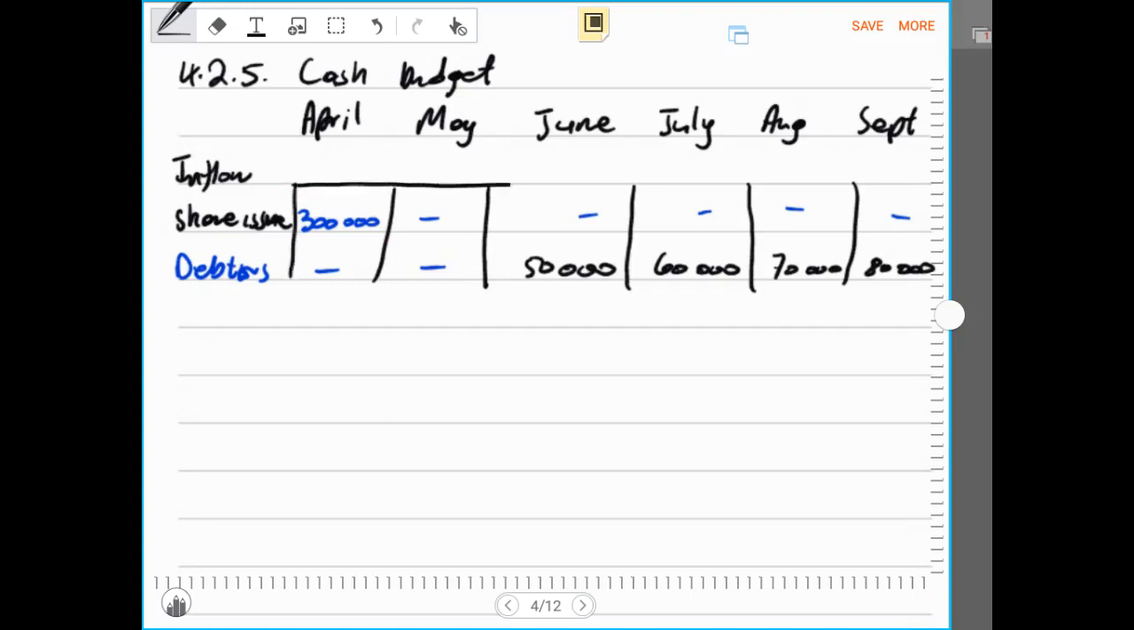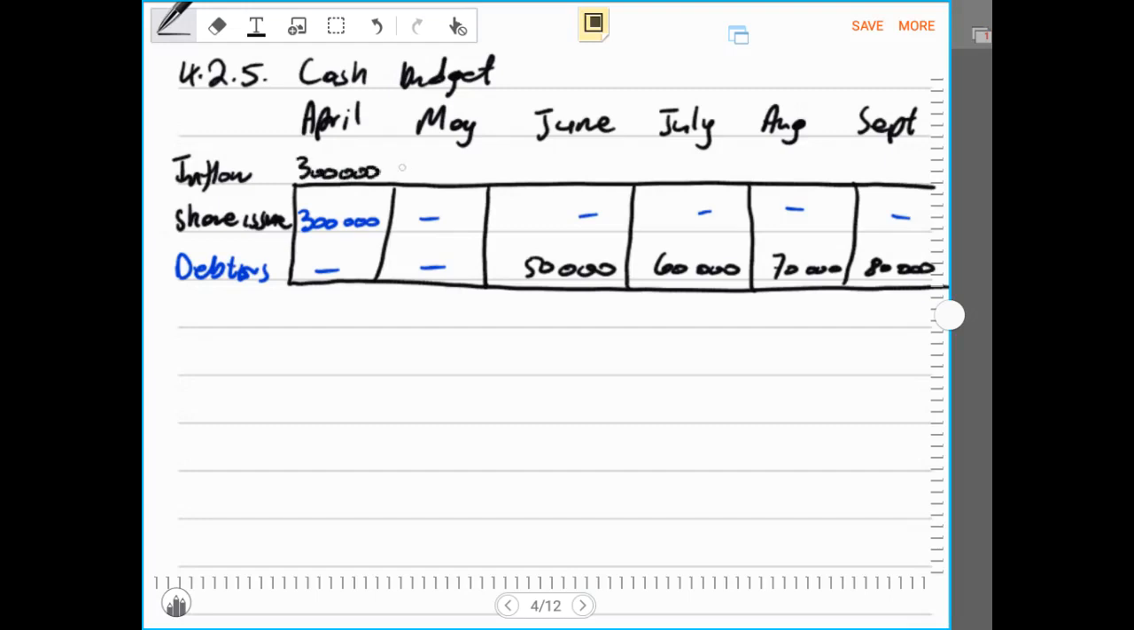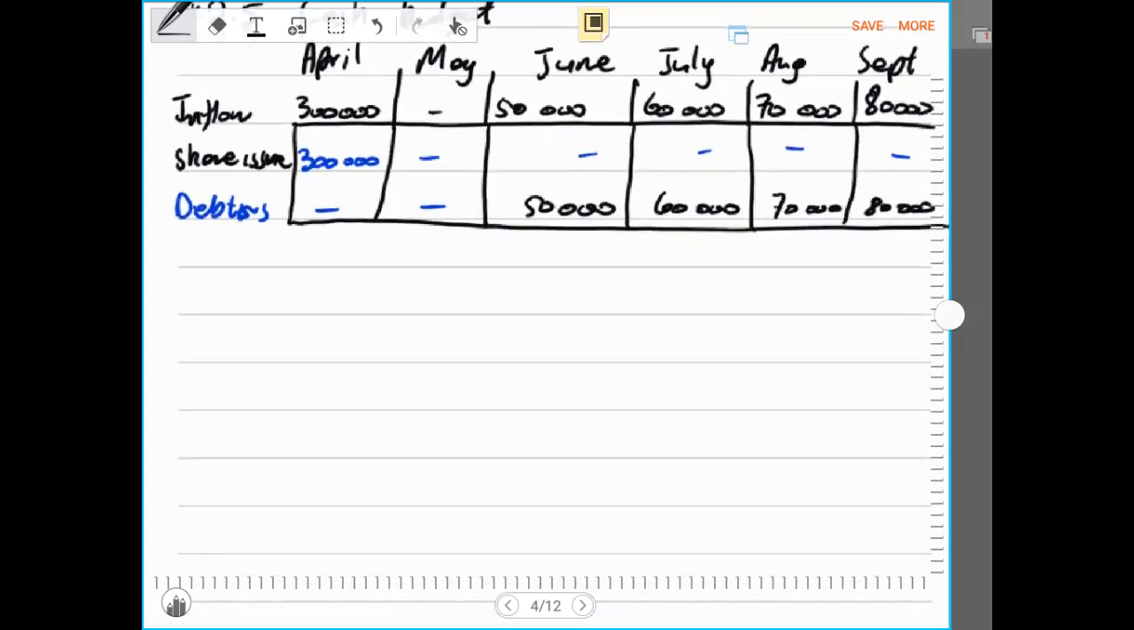So now we can calculate the total of everything for only the inflows, because these are the only inflows that were expected in the respective months. So now it will be 300,000 here, and there will be no inflow of cash in the month of May. Then it will be 50,000 and 60,000, and it will be 70,000 and 80,000. This will be the expected inflows of cash in their respective month. Then after we record outflow.